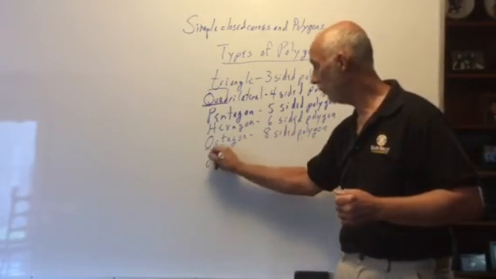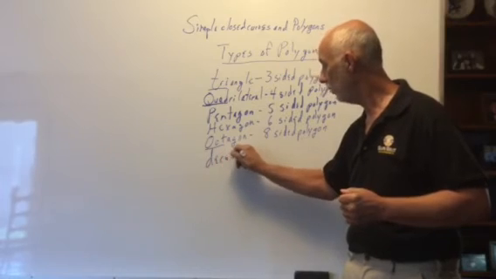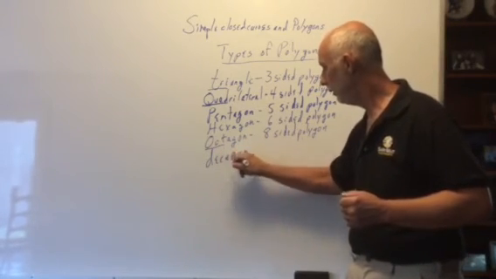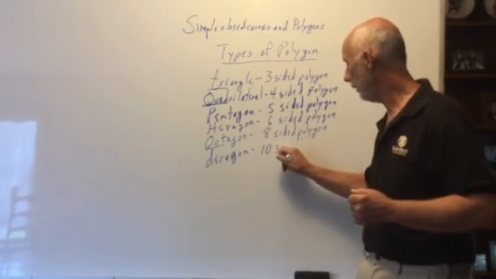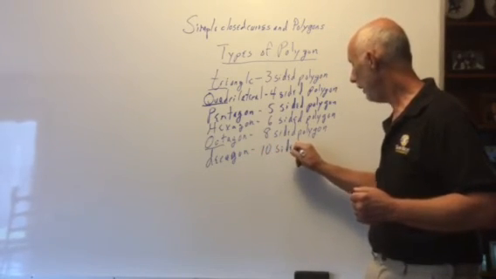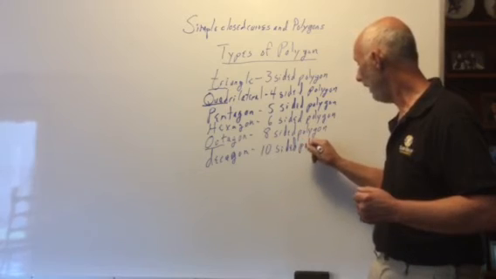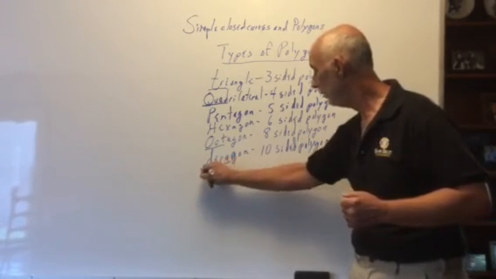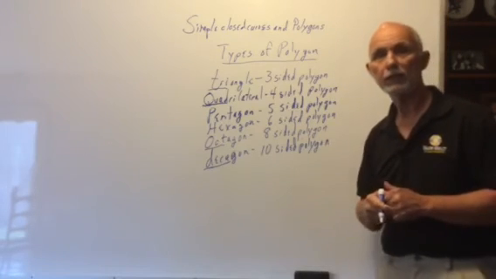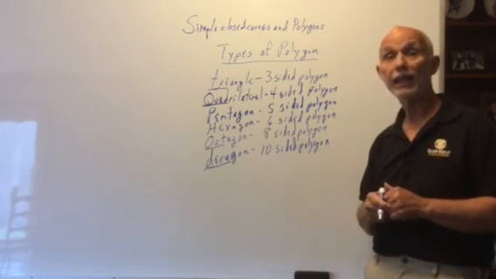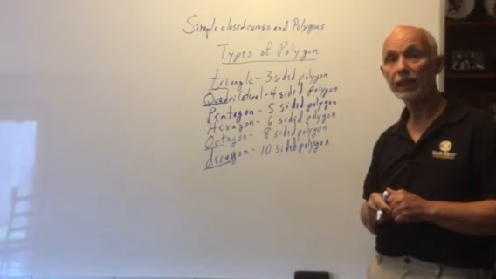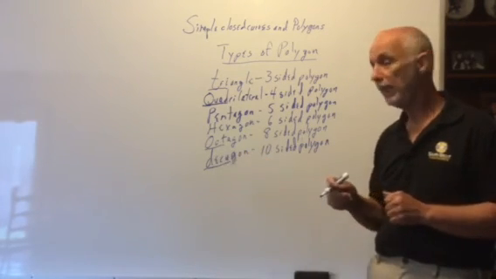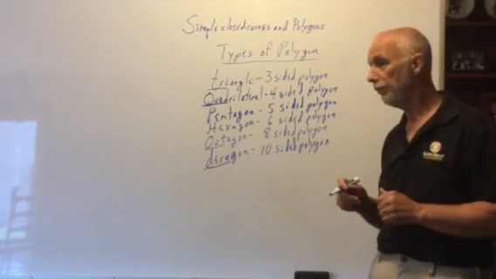And the last one I want you to know is a decagon. And a decagon is a 10-sided polygon. And again, if you wanted to realize that, look at the prefix deca. What word do you know that starts with deca? How about a decade? And what is a decade? It's 10 years. So deca means 10, and this is a 10-sided figure.